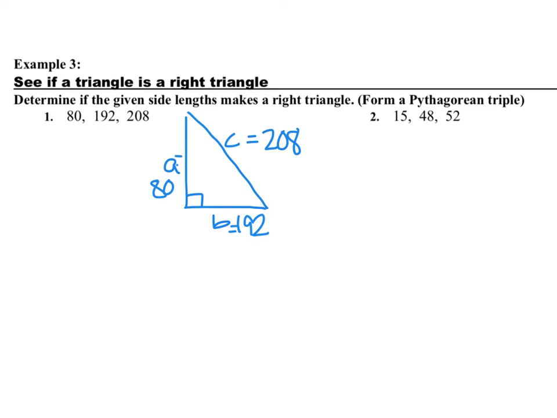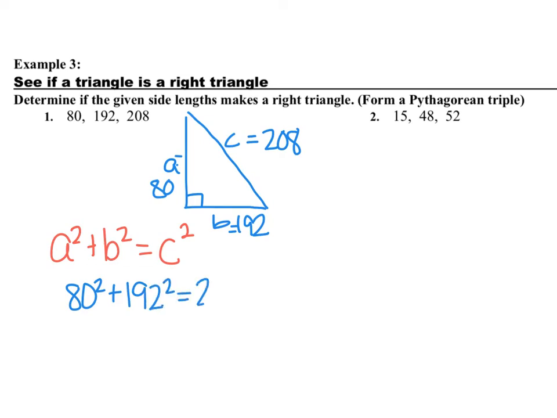Now, in order to form a right triangle, that means that you can put it into the Pythagorean theorem, and it is going to actually be equal, because a squared plus b squared of a right triangle is going to equal c squared. So let's go ahead and plug this into this formula, and then we're going to see if it works. So we'd have 80 squared plus 192 squared, and is that equal to 208 squared?